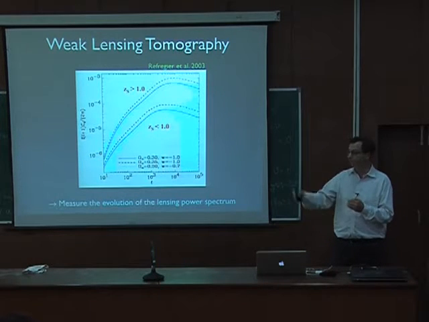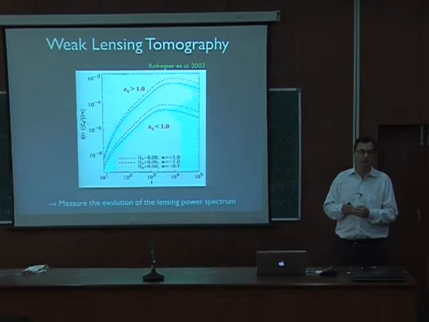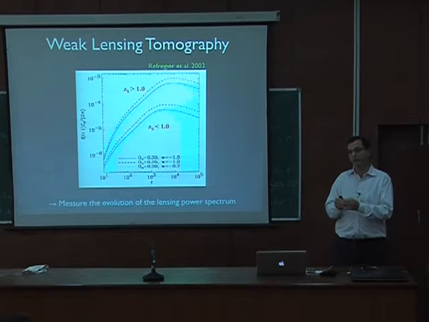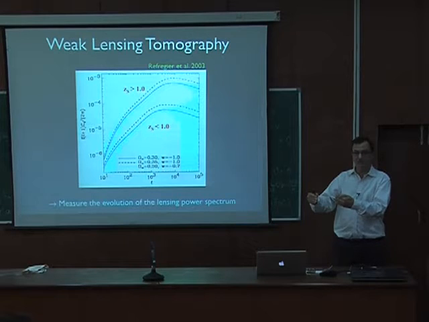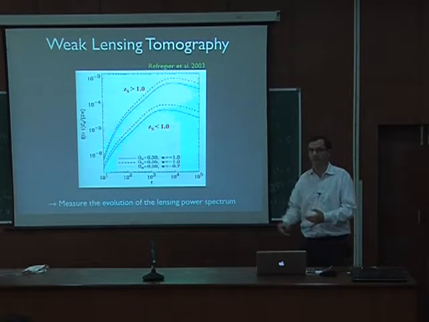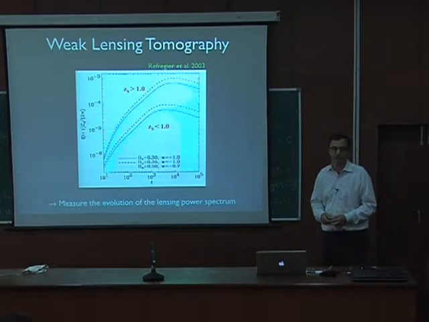But you get a big improvement in your cosmological constraint by going from 1 to 2. A slightly smaller but still significant improvement by going from 2 to 3, and then with 4 and 5 you get less and less, and eventually you don't gain very much anymore.